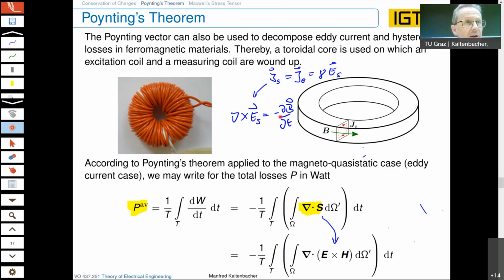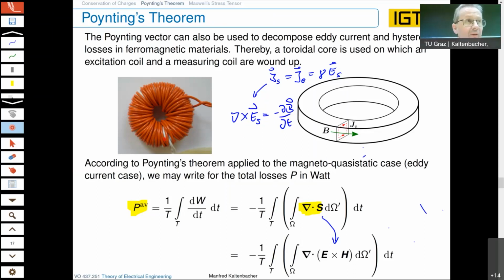And that is due to the fact that we have coils around the ferromagnetic core, and we put an AC current to this excitation coil. So this red coil is an excitation coil, and this white wire will be a measuring coil. So this is the standard setup.